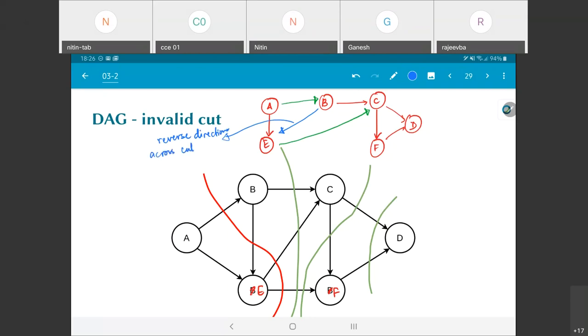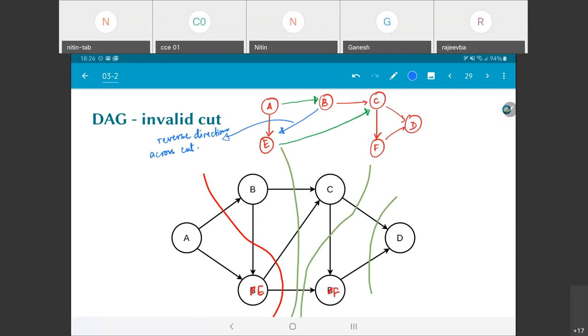Now, how do I decide which one is forward, which one is reverse? It doesn't matter. You pick one, right? You just decide that one of them is the forward direction, one of them is the reverse direction. If there is ever an edge where one of the edges that is being cut is going in the opposite direction to the others, it means that there is a problem, right? Why is this a problem?